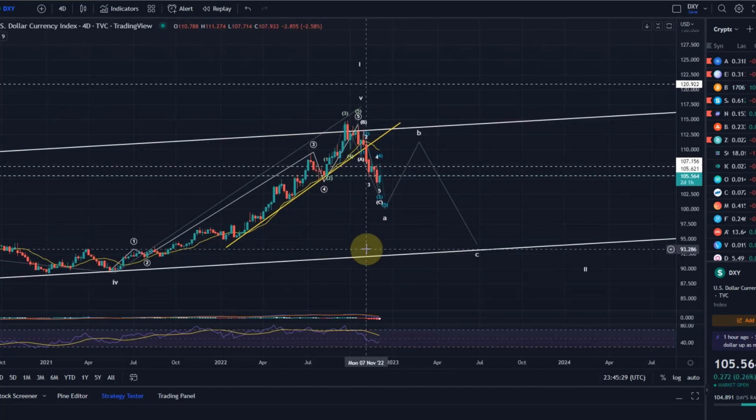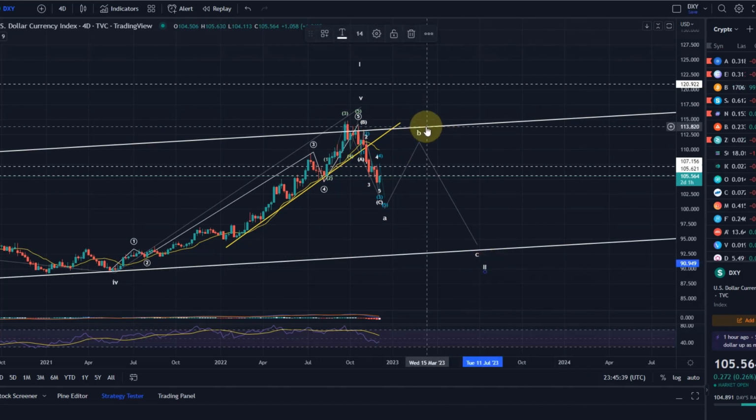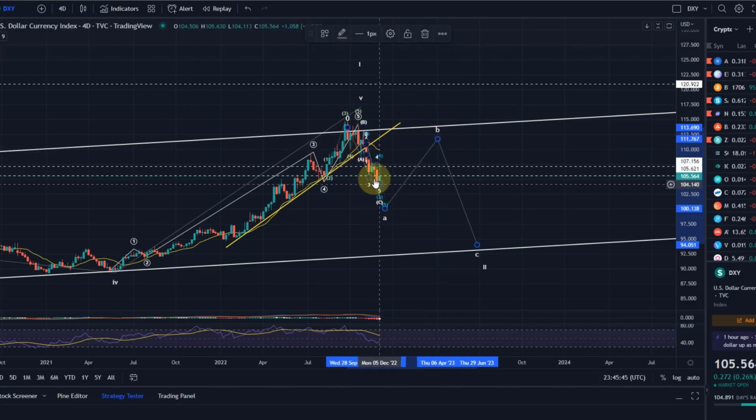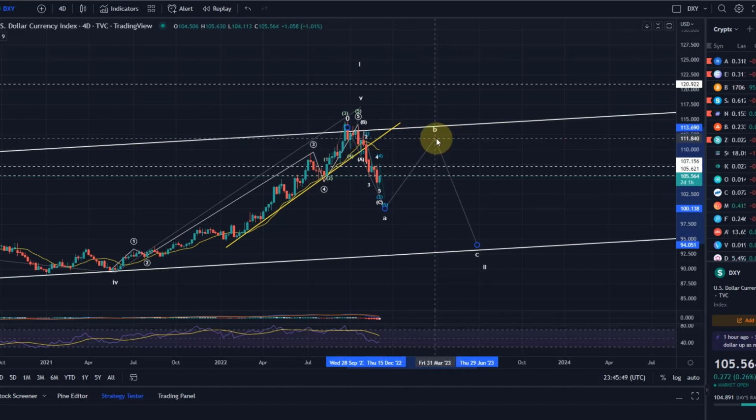But there's two scenarios. And I showed you these yesterday as well, and they're both still relevant. The first one here, this ABC structure in a wave 2. Now, it's not accurate where I've placed the wave B, because the wave B target really depends on how low we go in the A wave. I'm looking at something around maybe $110, $111. That would be ideal for the B wave before we come down in C.